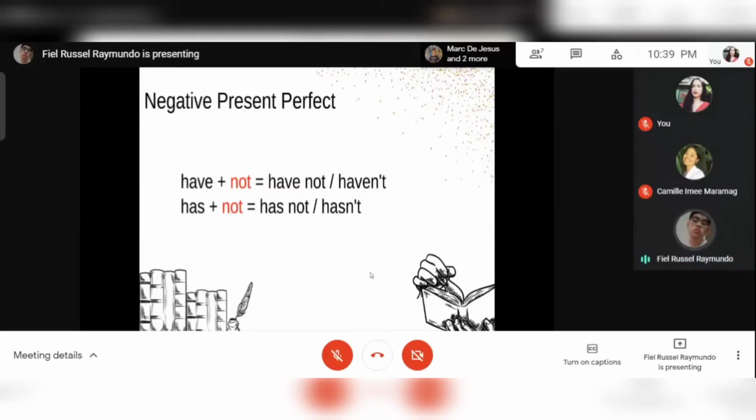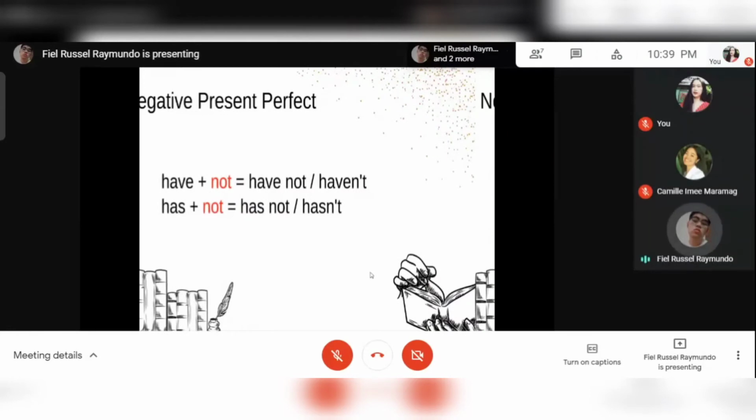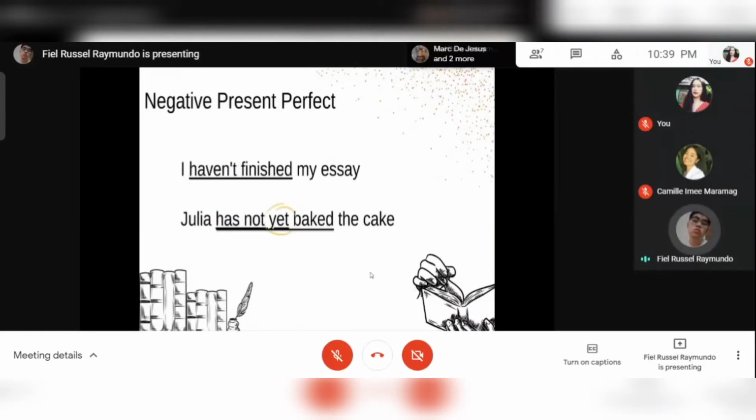Another is the auxiliary verb has plus the negation not is equal to has not, and has not can be contracted to hasn't. Now, for example, I haven't finished my essay is a negative present perfect sentence. I haven't finished my essay, and therefore I still have to do it because again, I haven't finished it yet. The action is still incomplete.